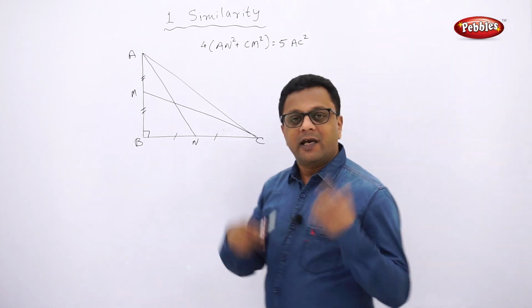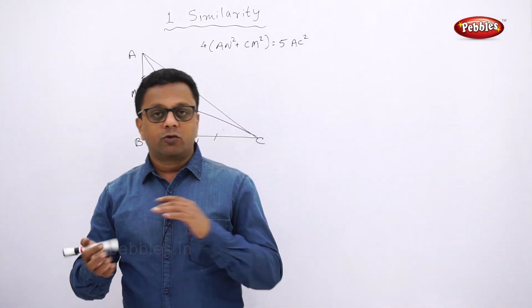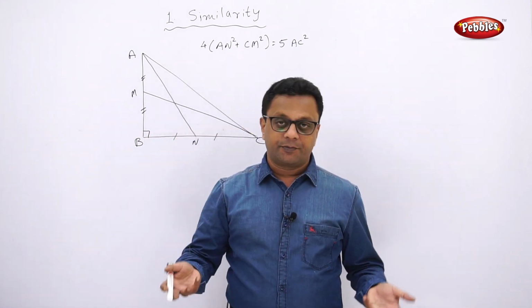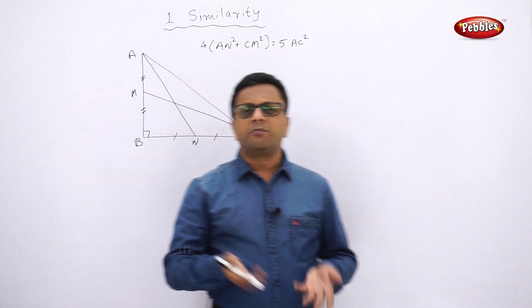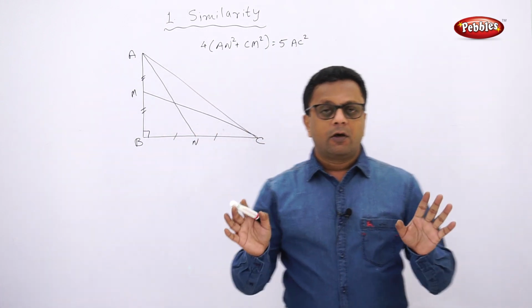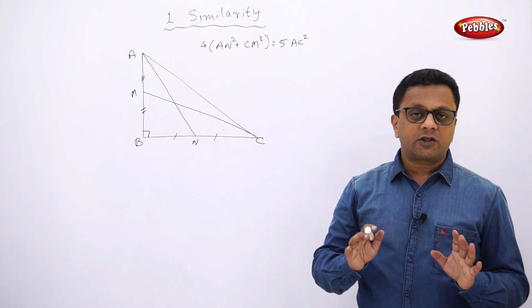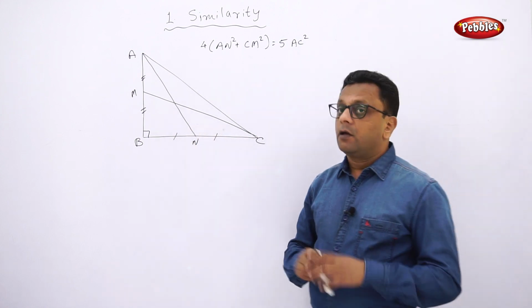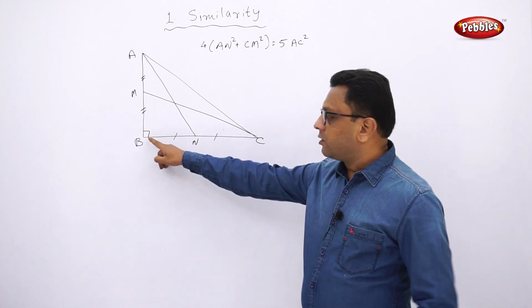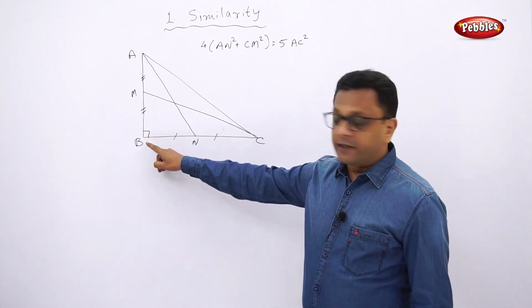Now again they are asking to prove something, and the students get confused. Now where should I start? How to solve such problems? So I told you the simple trick. First of all, neglect what you want to prove and just concentrate on the figure. From the figure, what information do you get? The information you get is that B is a right angle, 90 degrees.